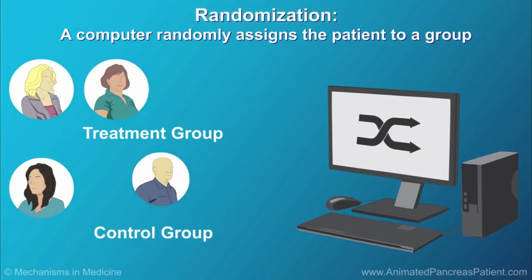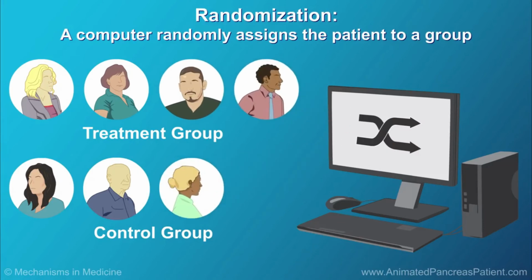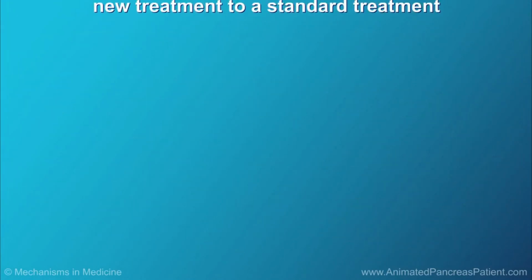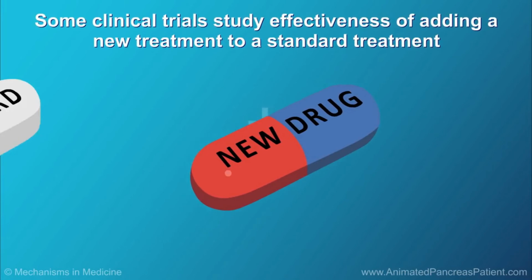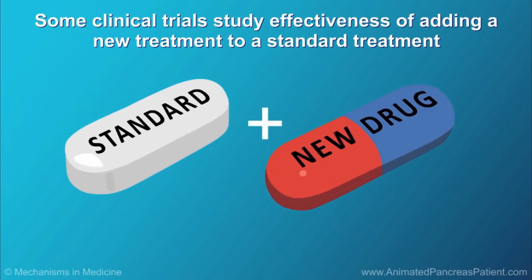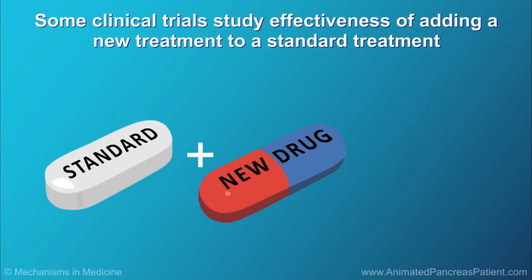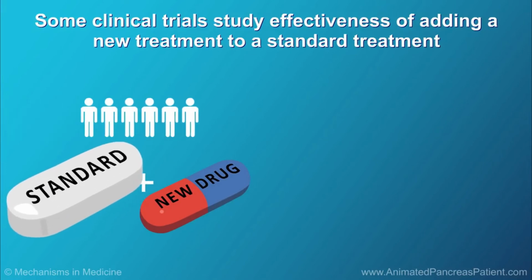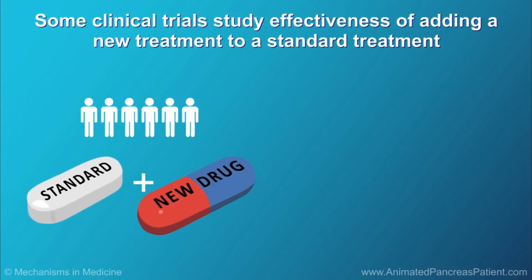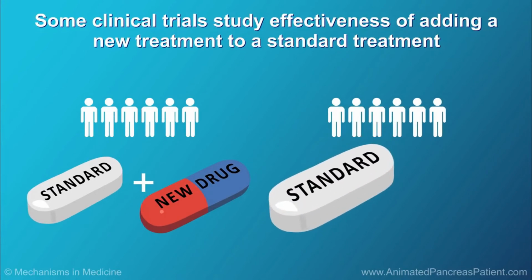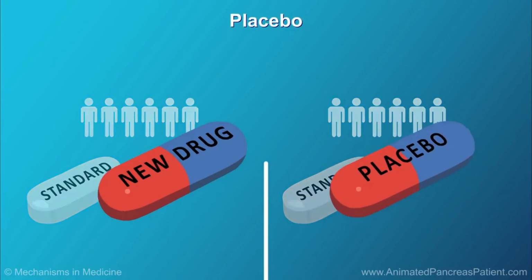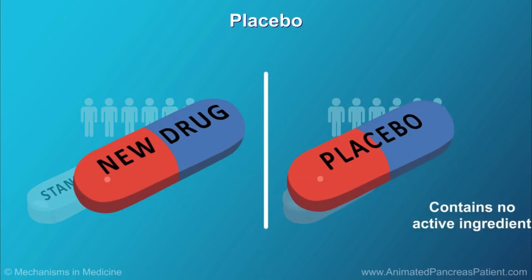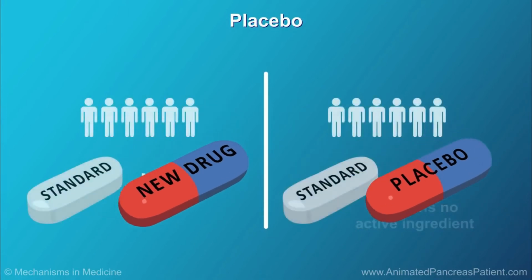Randomization helps to prevent bias because neither the patient nor the doctor can choose which treatment group a patient is assigned to. Some clinical trials may want to study the effectiveness of adding a new treatment to a standard treatment to see what works better. In these studies, half the patients will receive the standard treatment plus the new treatment, and the other half will receive the standard treatment plus a placebo. A placebo is a treatment that looks identical to the new treatment, but contains no active ingredient.